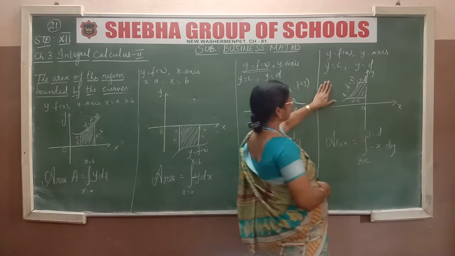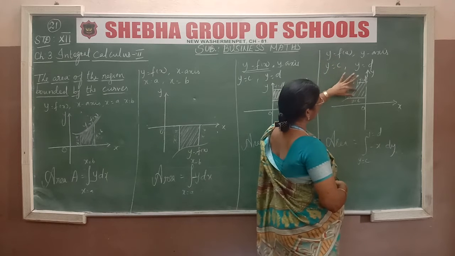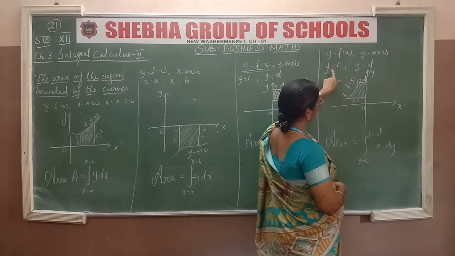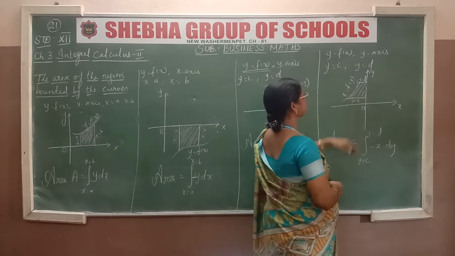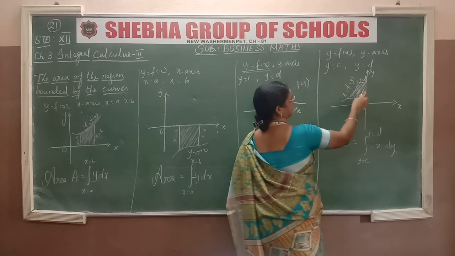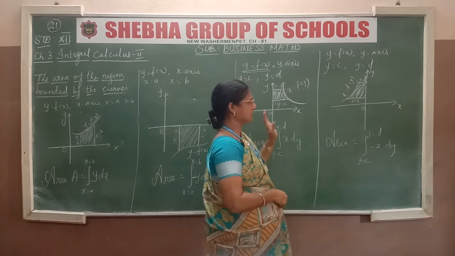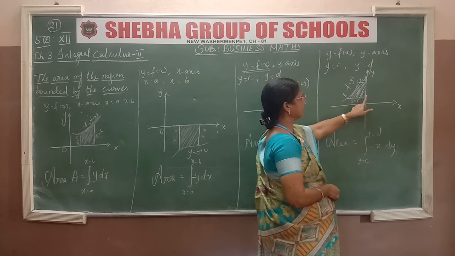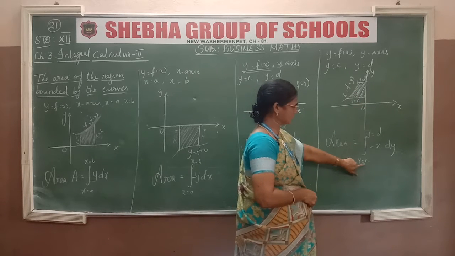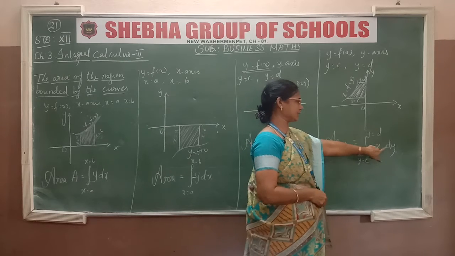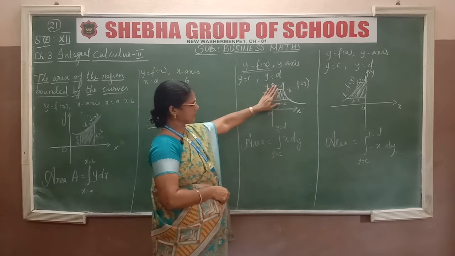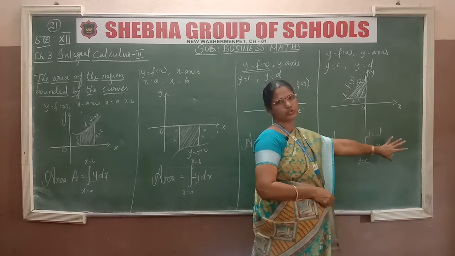The last one is the curve y is equal to f of x and the y-axis, this line, and y is equal to c, y is equal to d, these 2 lines. Bounded by these 4 we get the region, that is the shaded region, and this shaded region lies on the left side of the y-axis. In this case area is integral y is equal to c to y equal to d of minus x into dy. Here, right side means plus x and left side means minus x into dy.